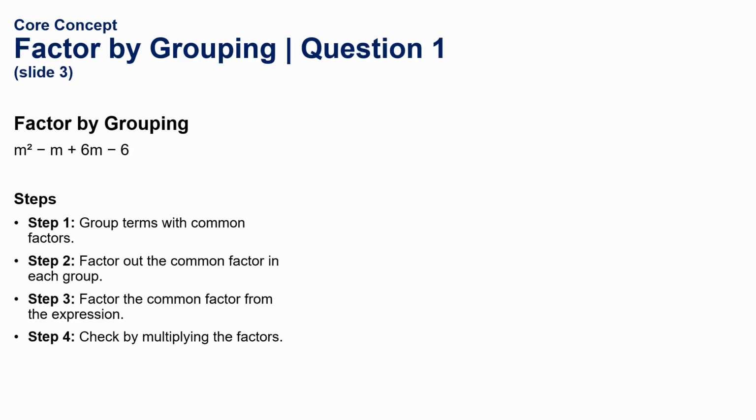So now let's go ahead and solve a few questions with some specific steps defined. Our polynomial we will be factoring is m squared minus m plus 6m minus 6. I'm going to give some scratch work on the side here.